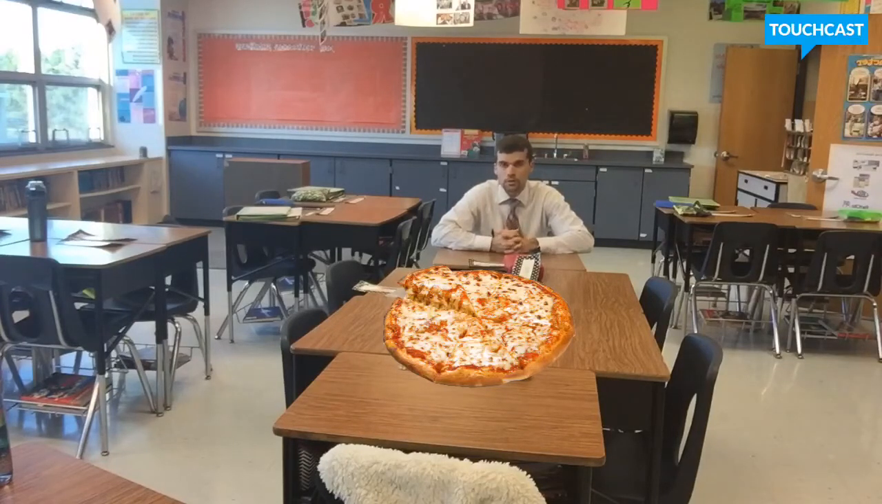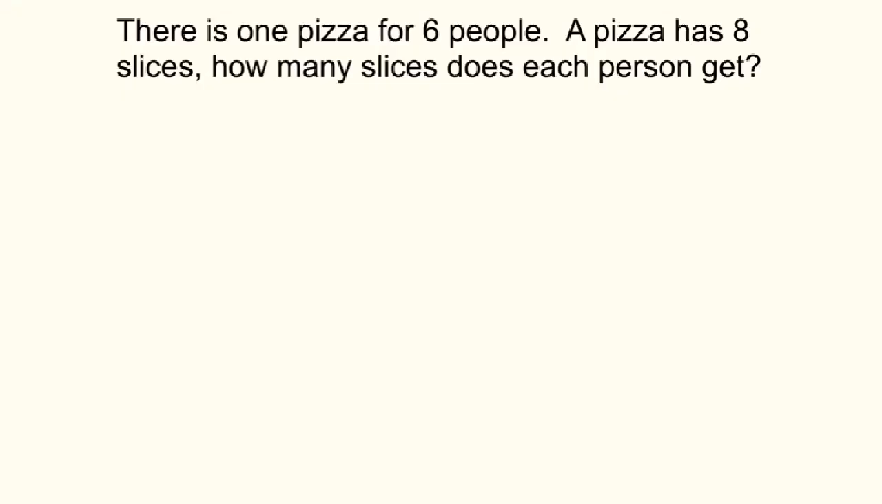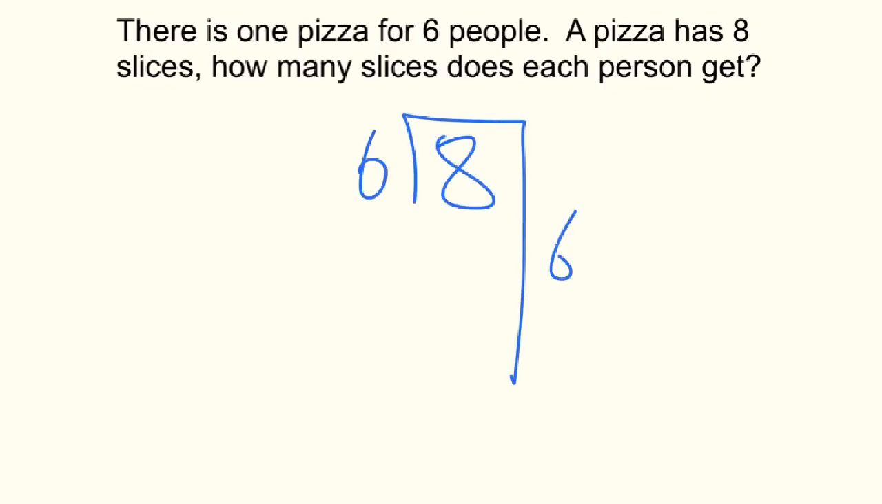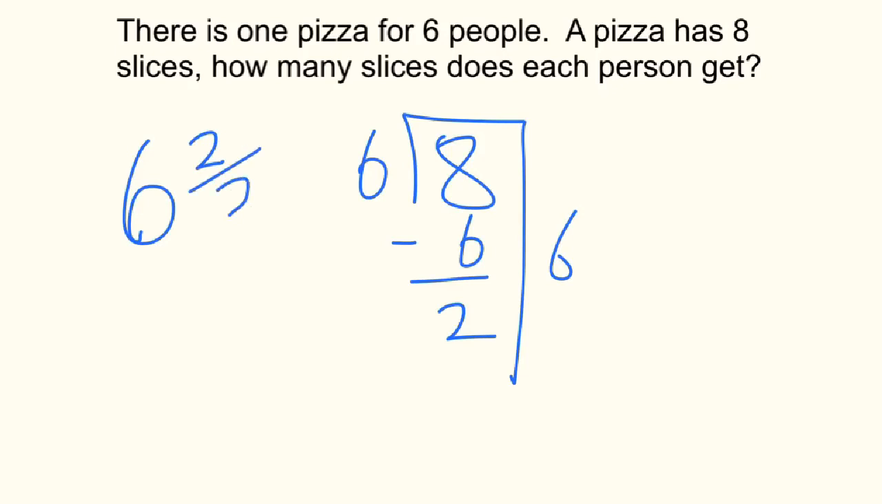I already know before I look at this division problem that I'm going to have to make a decision about what to do with the leftover slices of pizza. And that's where we're going to continue to use this decision making. What do we do with the remainder? For this problem, we have 8 slices of pizza being shared amongst 6 people. It's a rather simple division problem. So our answer is 6 and 2/6. So we have to look at our choices.